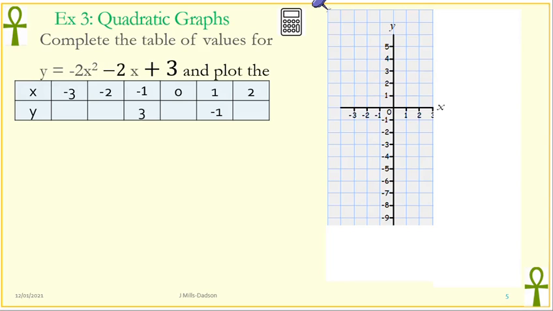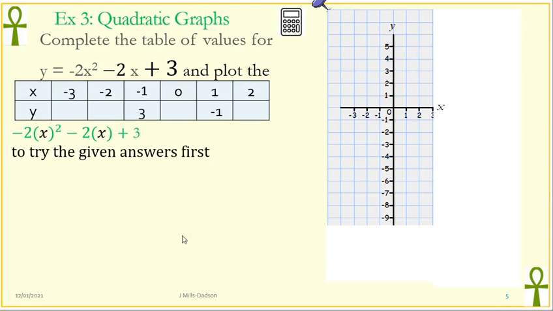Next one, we have y equals negative 2x squared minus 2x plus 3. We're supposed to plot that. Let's set the calculator up properly. So this is how it's going to be like. Your x values must be in brackets. Let's try with negative 3 and see what happens.